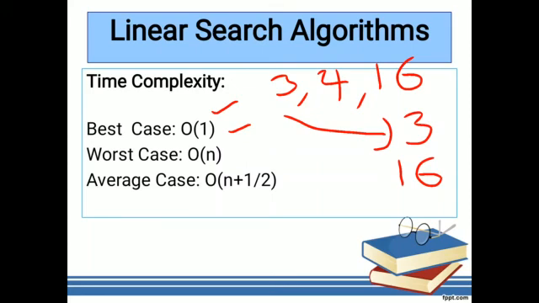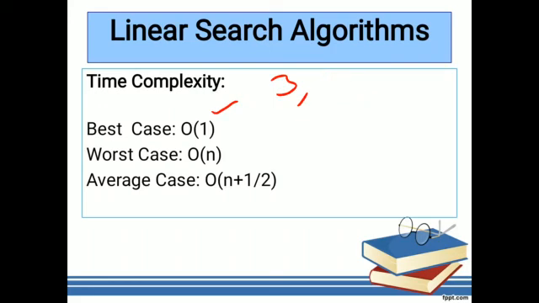Now coming to the average case. So what is this average case? For example, if we have n number of elements, to find the key element at the first position, it will take 1. If the key element is located at the second position, that is 2. For finding the element located at the third position, the time complexity is 3. Like that we will find the n elements at positions 1, 2, 3, and so on up to n.